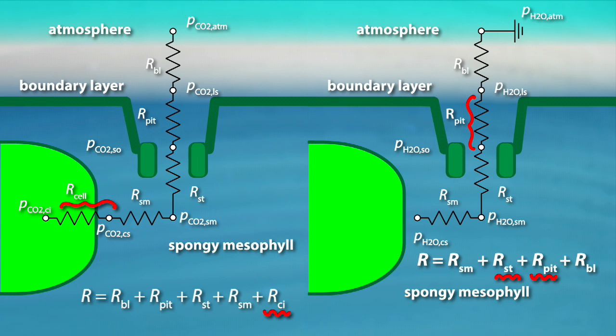In this way, sinking stomata into pits will limit water vapor loss, but will have little to no effect on CO2 uptake. It's all a matter of which resistance is the limiting one. In the case of water vapor loss, the limiting resistance is at the pit and stomata. In the case of carbon dioxide flux, the limiting resistance is at the cell membrane.